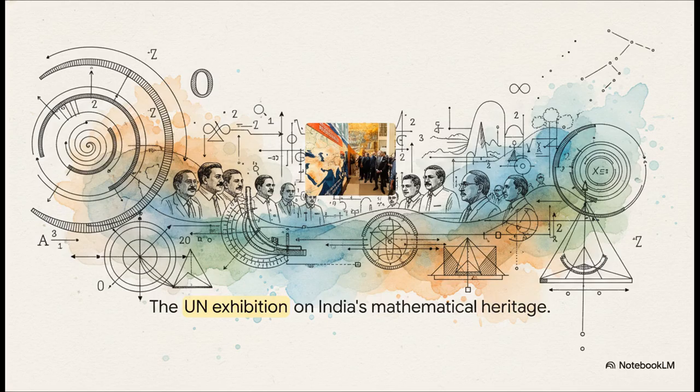Recently, India's External Affairs Minister, S. Jaishankar, inaugurated this really momentous exhibition. It's titled From Shunya to Ananta, which translates to Zero to Infinity, and it puts India's monumental mathematical heritage squarely on the global stage. It was just this incredible moment where world leaders came together to recognize these profound, ancient scientific traditions that literally laid the groundwork for modern civilization as we know it.